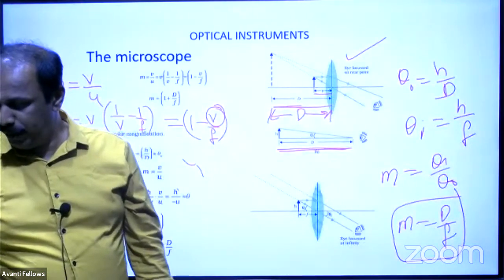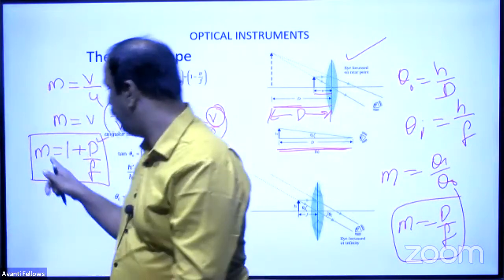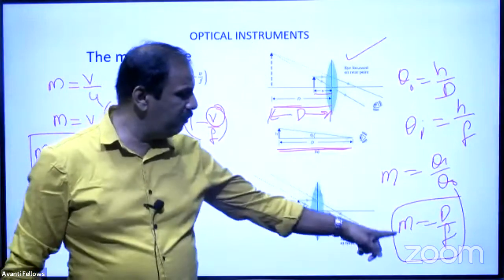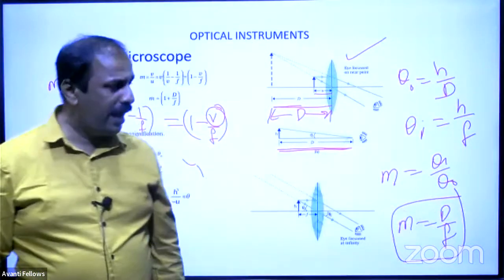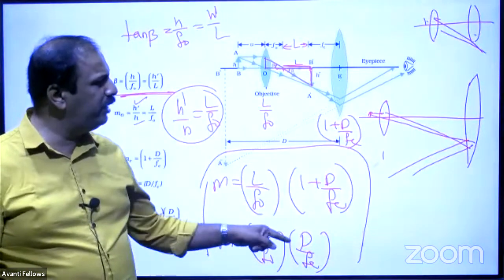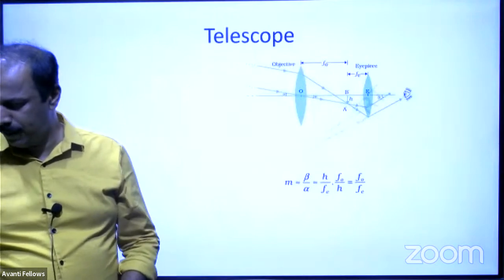The microscope, once more, the final result I will tell you: in the case of a simple microscope, we have two magnifications. One is 1 plus d by f, and the other is d by f. In the case of a compound microscope also, we have two values, and which one is preferred and why, that's also discussed.